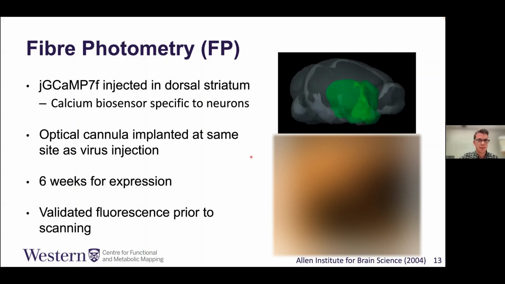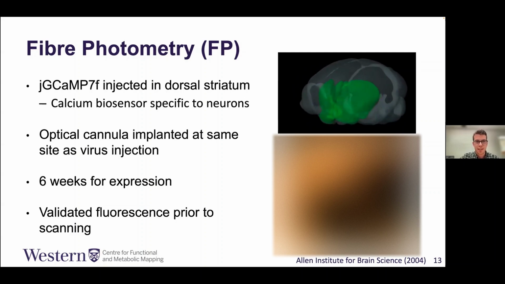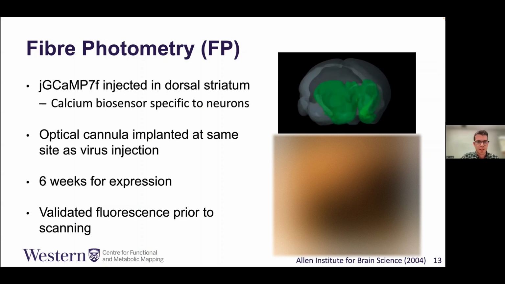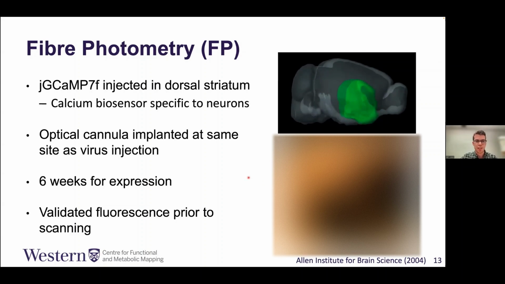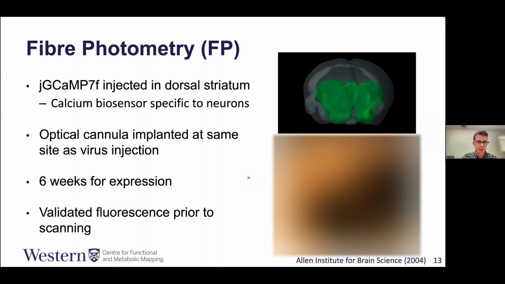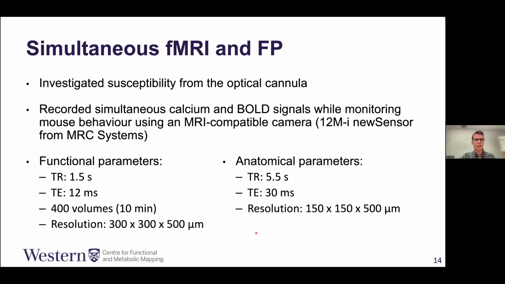We also implanted the optical cannula into the same site as the virus injection, and that's shown over here. And this has the safety cap on top of the cannula and the head post just behind. It's all held together with dental cement. We then waited 6 weeks for viral expression and then validated the fluorescence prior to scanning. And then what's left is to combine the two techniques.